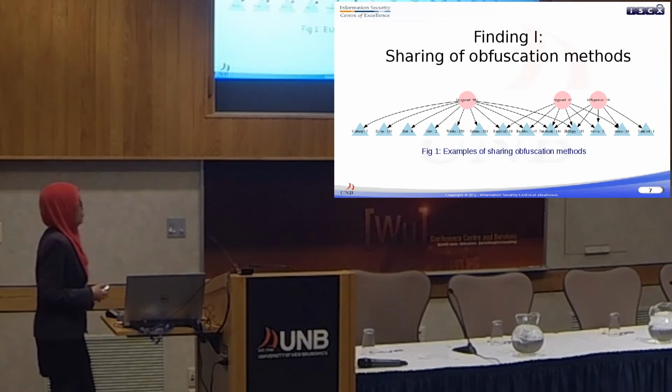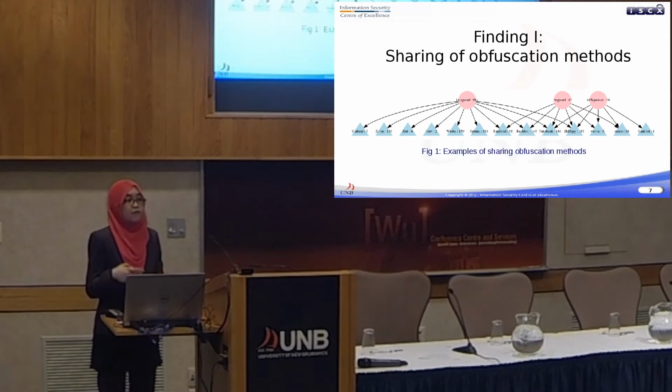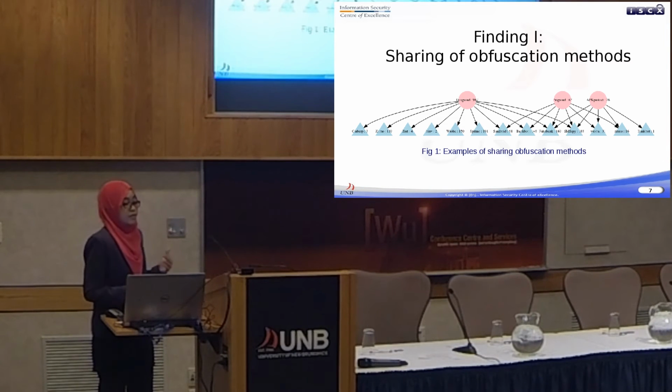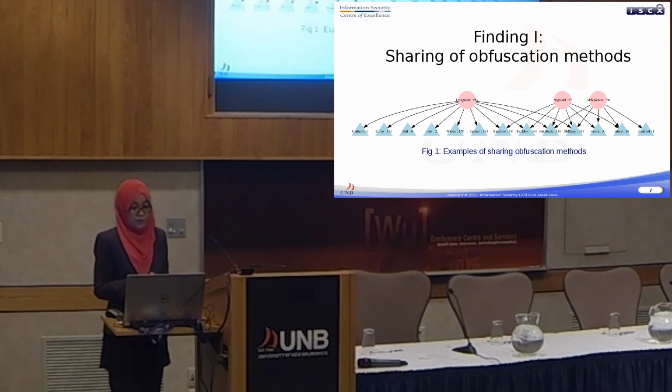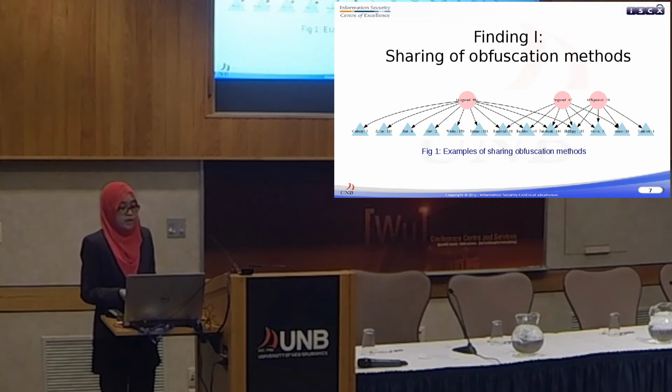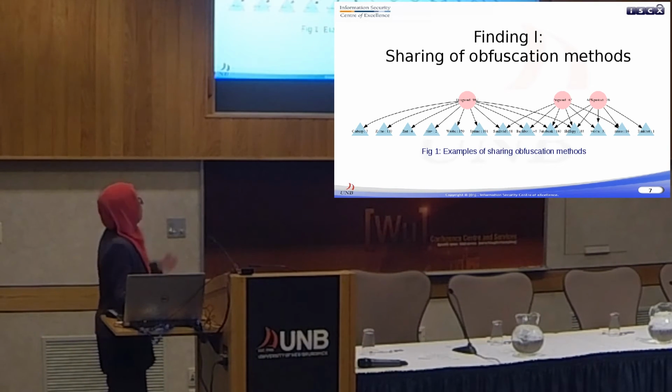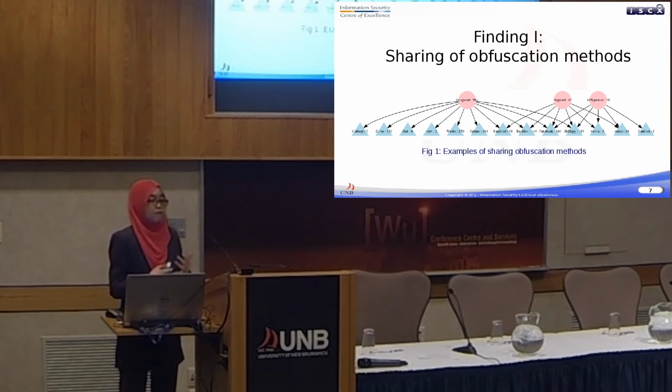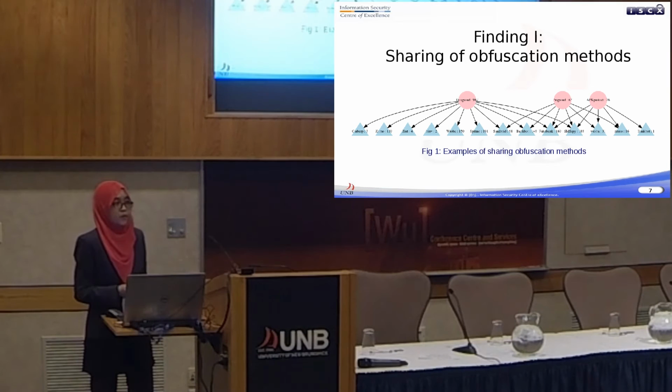So here are some of the findings. The first one is the sharing of the obfuscation method. As you can see here, they are sharing between families in terms of the methods that they use. For example, in one of the families called Sandroid, they are sharing 2 obfuscation methods, which is DexGuard and ProGuard.